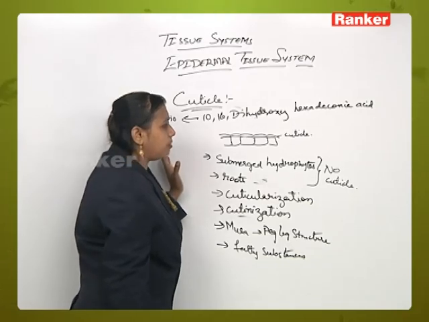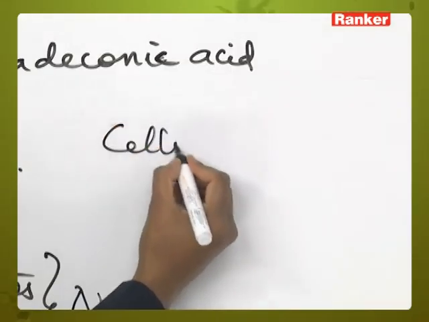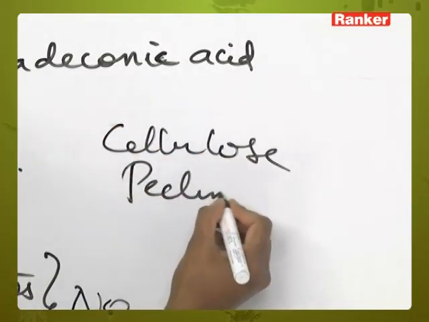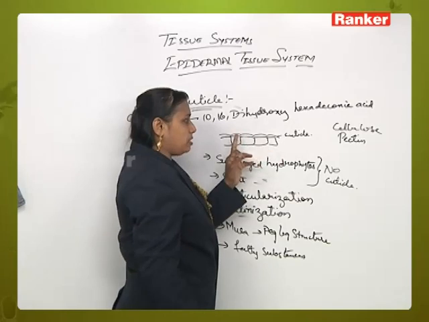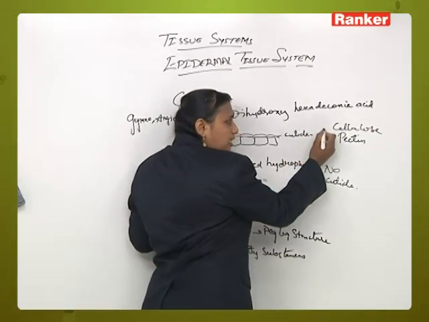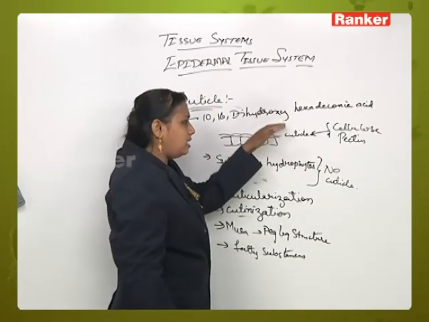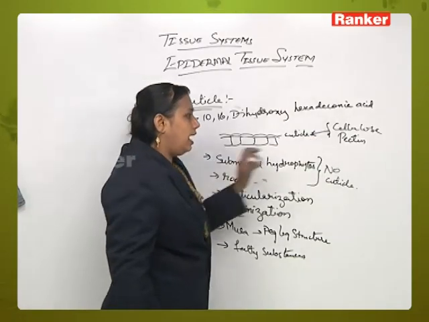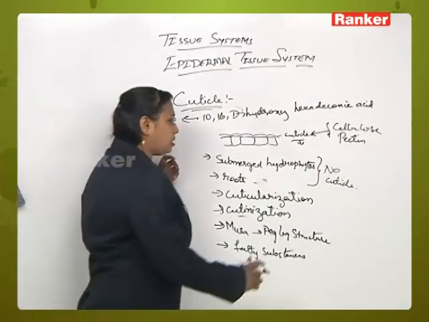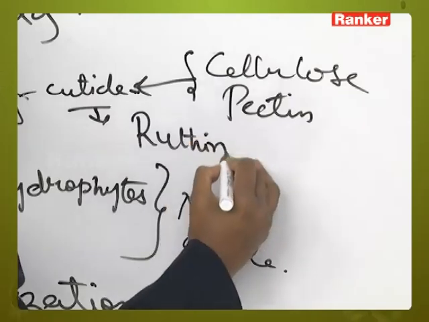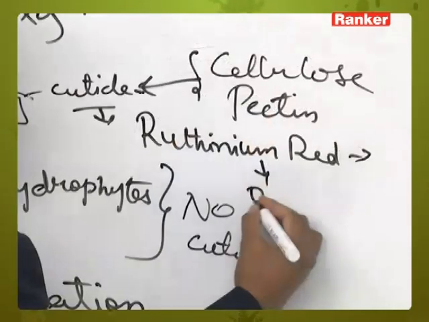Normally, what is the epidermis cell wall made up of? The cell wall of the epidermis, as we all know, is made up of cellulose and pectin. Now this cellulose and pectin are the cell wall composition of the epidermis. The cuticle is present in association with the cell wall of the epidermal cells, attached to this cellulose and pectin layer. And when this cuticle layer or cutin is reacted with a substance called ruthenium red, it turns a dark red color.